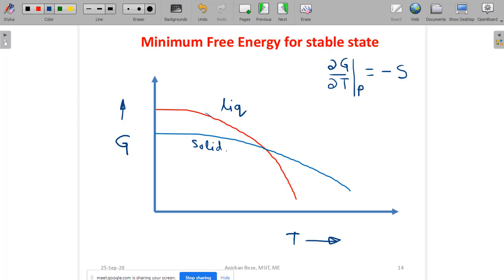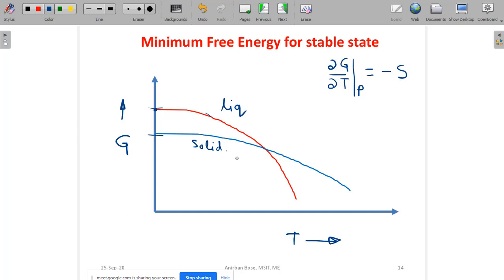And you can also see that G is 0 at T equal to 0, because in the case of crystalline solids the entropy is 0 at 0 Kelvin. Okay, entropy is 0 at 0 Kelvin, and that is why here the slope is 0.